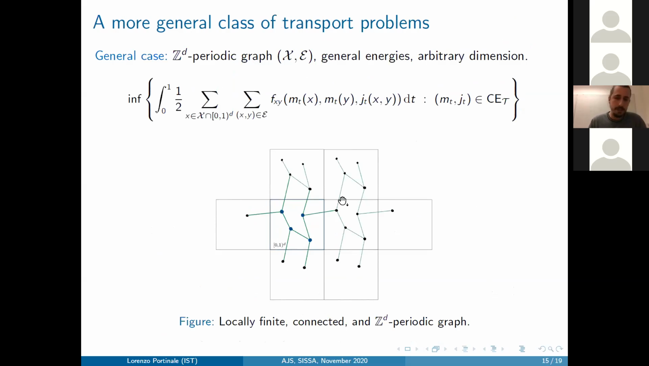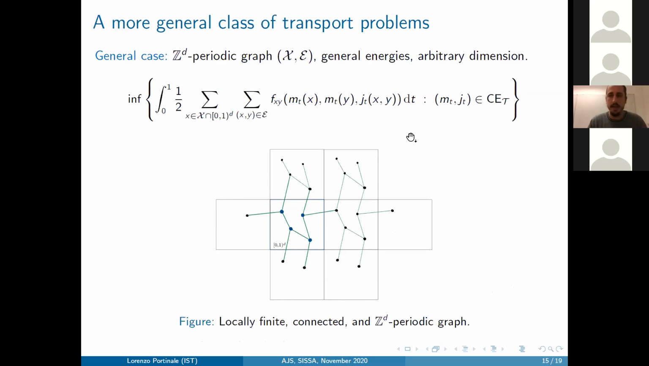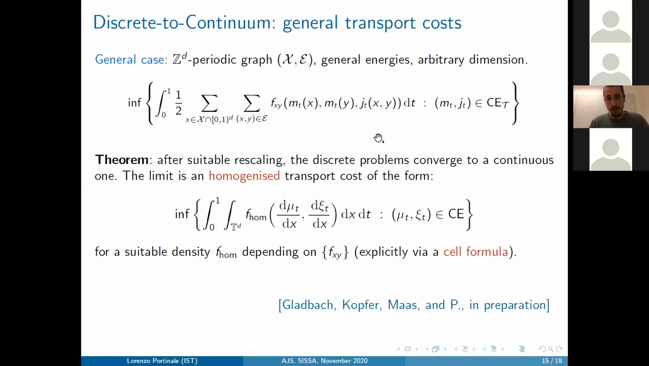The high dimensional picture is, instead of being on the line, we have a periodic graph in dimension D. And instead of having the quadratic energy here, we allow a general convex function, with some technical assumptions, of the mass and of the flux, still under the constraint of the continuity equation. In this picture here, the F is simply quadratic in the last argument, and depends in this way on the density. But this can be just any convex energy. And also in this case, what we are able to prove is that after suitable rescaling, we have a limit transport problem, which is a sort of homogenized version of the discrete one, once again.